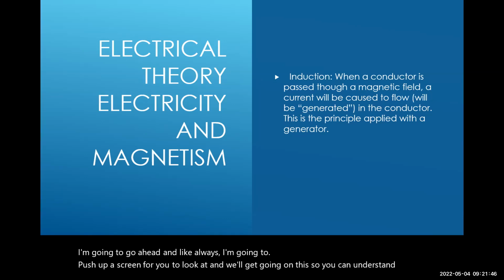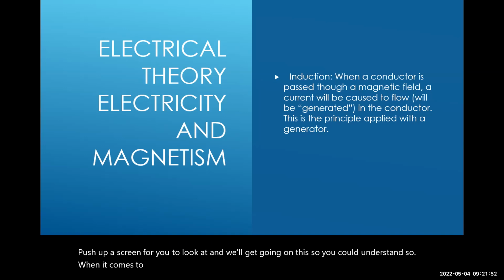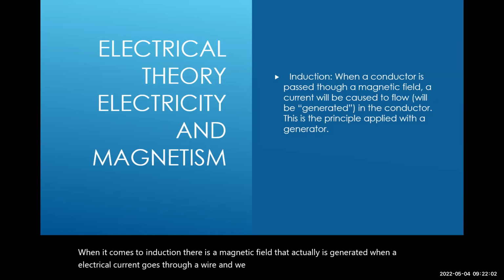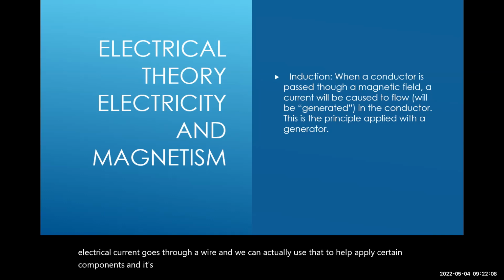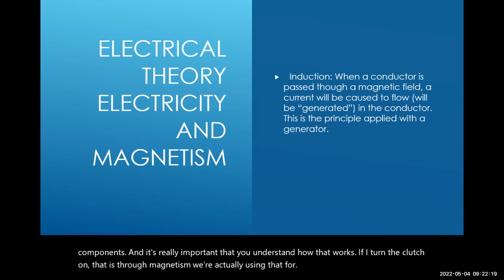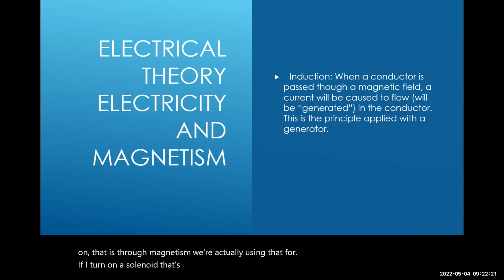When it comes to induction, there is a magnetic field that actually is generated when an electrical current goes through a wire, and we can actually use that to help apply certain components. And it's really important that you understand how that works. If I turn the clutch on, that is through magnetism. If I turn on a solenoid, that's actually magnetism. So we'll continue on with this.